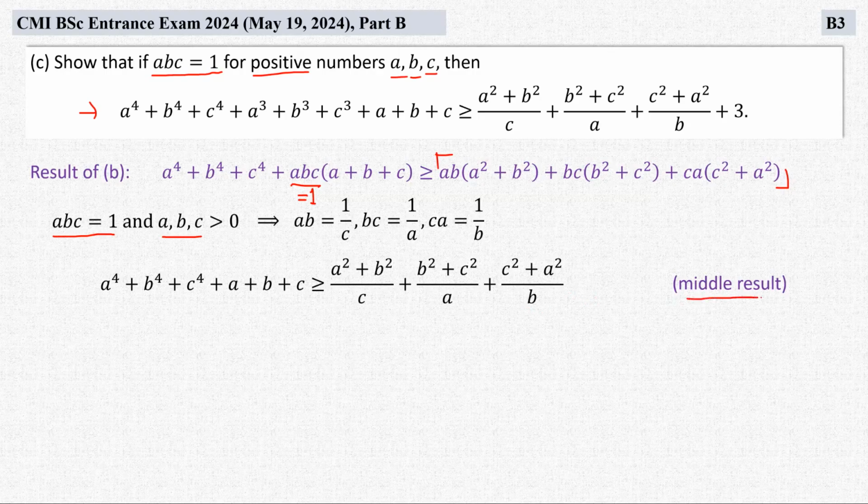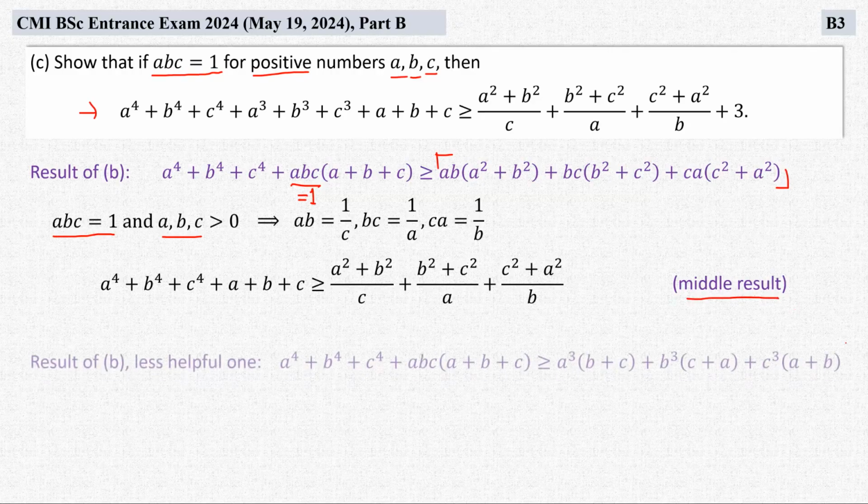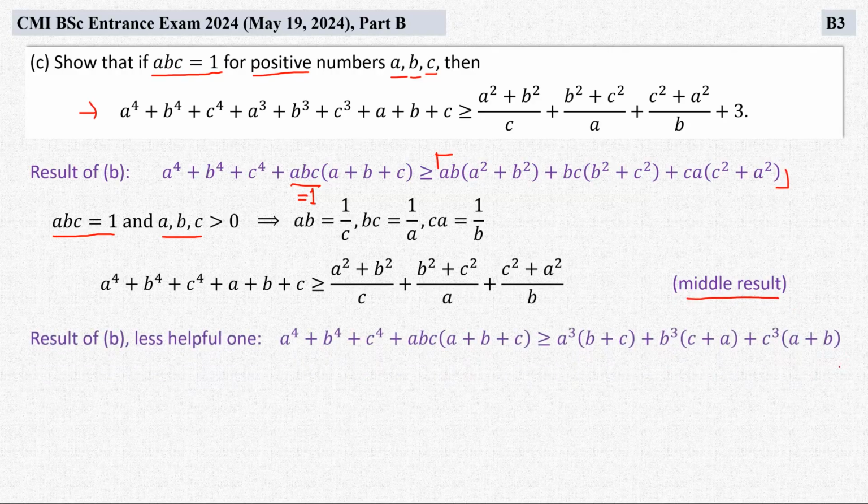This is sort of a middle result. Now, if you obtain the less helpful form from the previous problem, with cubes on the right hand side, and intended to use it anyway, then you'll need to take a smart detour. The goal here is to make square terms appear in the numerator while keeping only a single variable in the denominator.